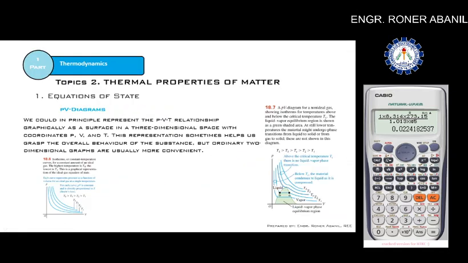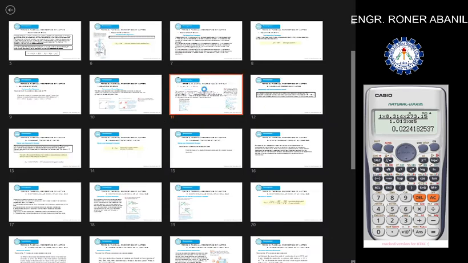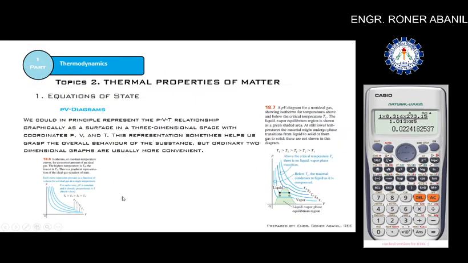so pasok tayo dito sa tinatawag na PV diagram. Okay, so we could in principle present the pVT relationship graphically as a surface in three-dimensional space with coordinates p, V, and T. No? This representation sometimes helps us grasp the overall behavior of the substance. But ordinarily, two-dimensional graphs are usually more convenient. So, one of the most useful of these is a set of graphs of pressure as a function of volume, each for a particular constant temperature, such as a PV diagram.